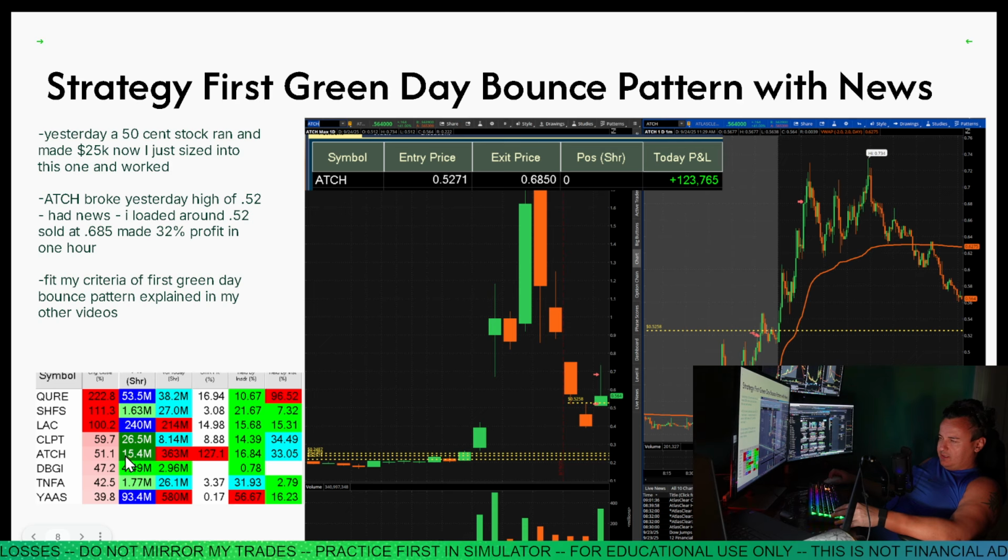But ATCH, you can see that it's a 15 million float, and today we were pulling around 363 million in volume. The short float was 127, and institutions were 33%. So this was a huge gain actually for me today.